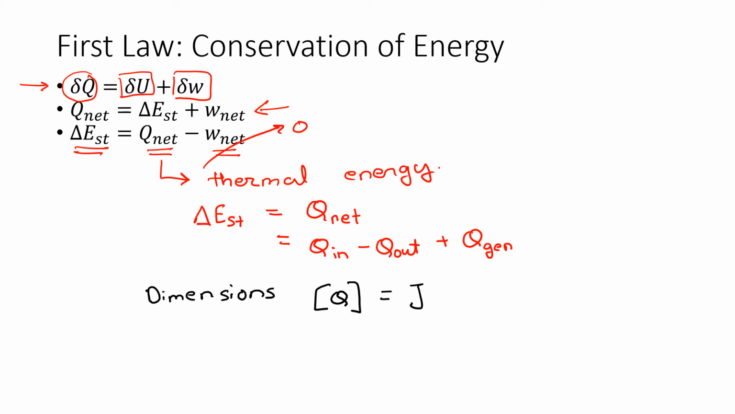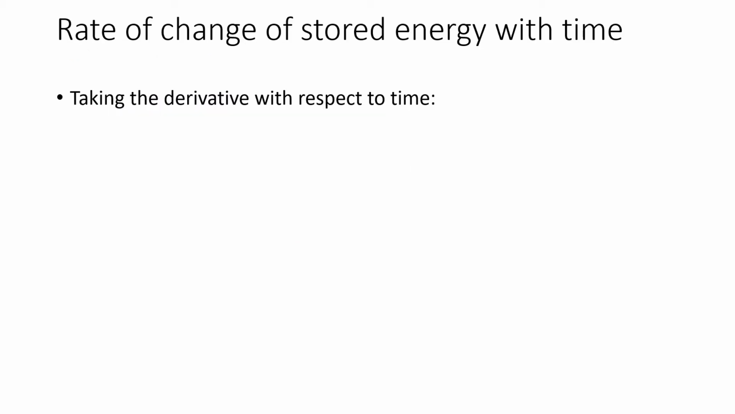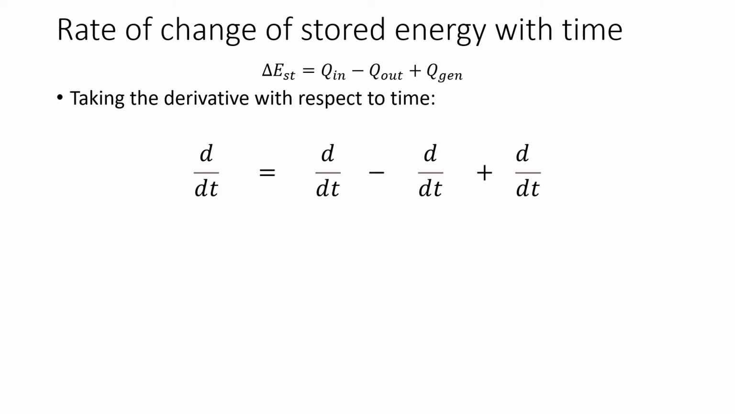It's the unit of energy, and you must remember this for the remainder of the course. Okay, so let's look at how energy stored in the system changes with time, or the rate of change of energy stored with time. For that, we'll take the derivative of the energy equation with respect to time, which will be the d/dt of E_ST, that is the energy stored in the system, and the time derivative of Q in, the time derivative of Q out, and the time derivative of Q generated.